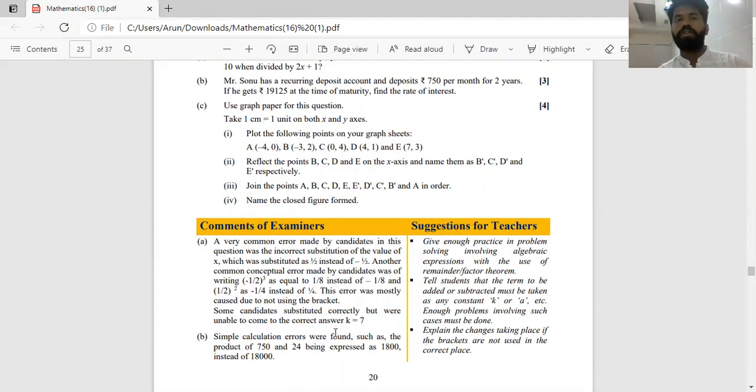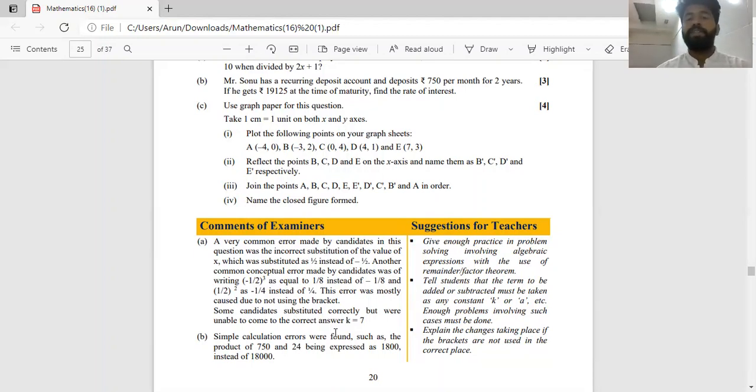And you need to also know when you open the bracket, if there's a minus sign outside, the signs inside the bracket will change. If you're cubing a negative number, the answer will be negative. If you're making the square of a negative number, the answer will be positive. All these things you need to keep in mind.